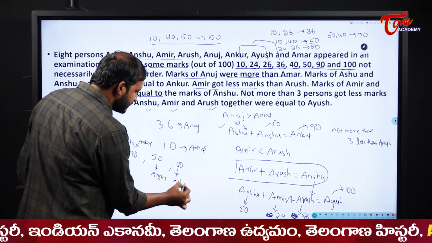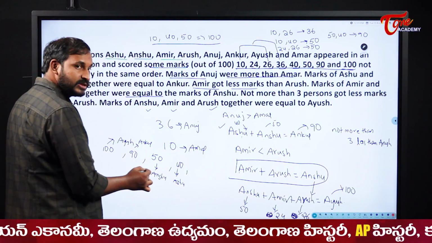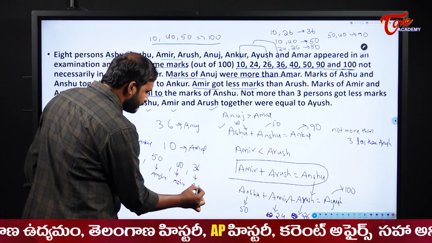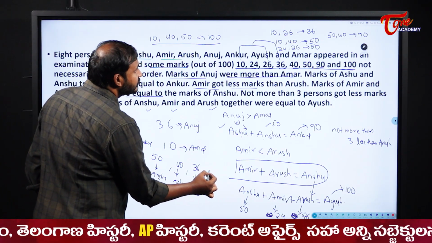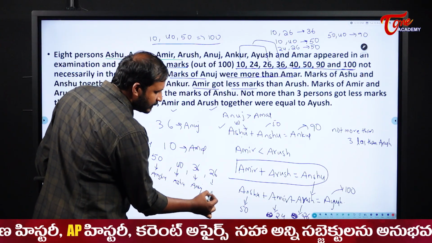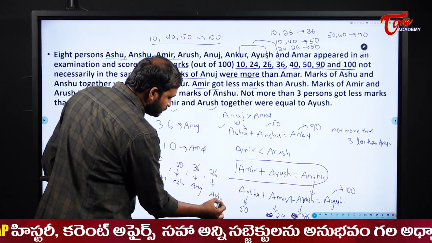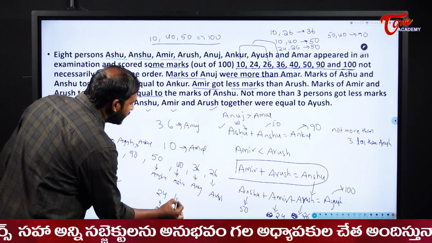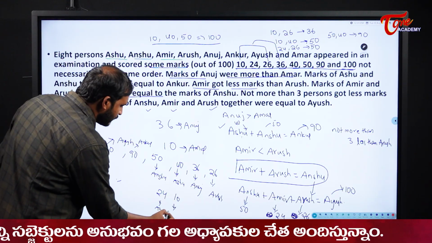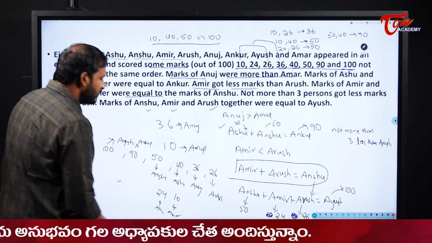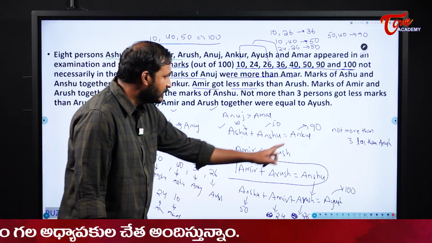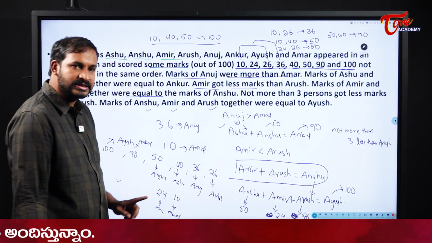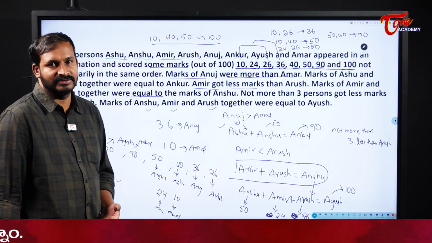See here, students, by seeing the names, there will be some confusion. Please be careful. Next, 36 marks will be scored by Anuj. Next, 26 marks will be scored by Arush. And 24 marks will be scored by Amir. And 10 marks will be scored by Amar. So this is the order. And they are telling that not more than 3 persons should be there less than Arush. So only 2 persons are there. That condition is also satisfied for us here.